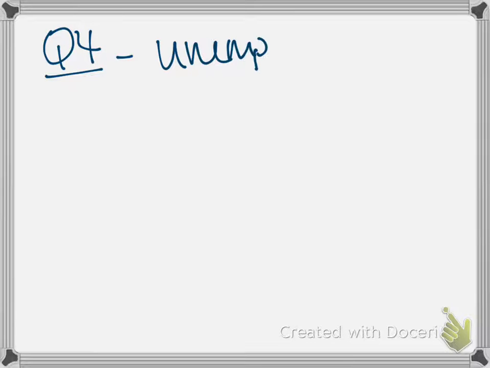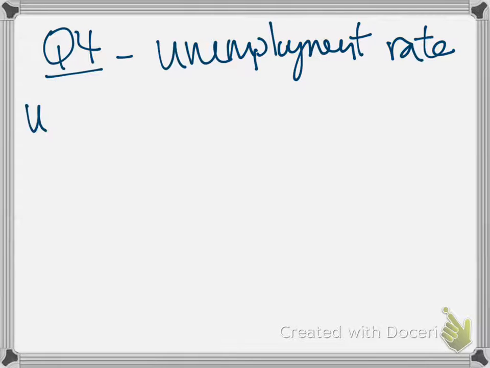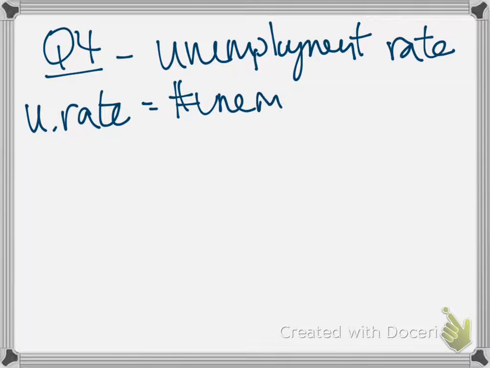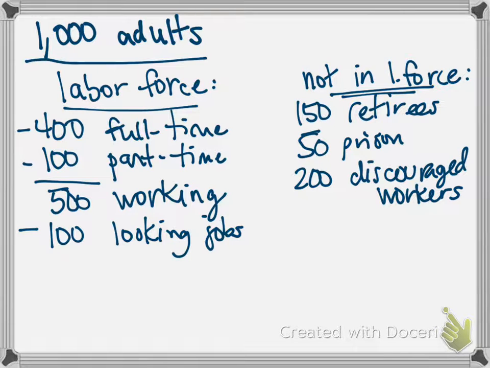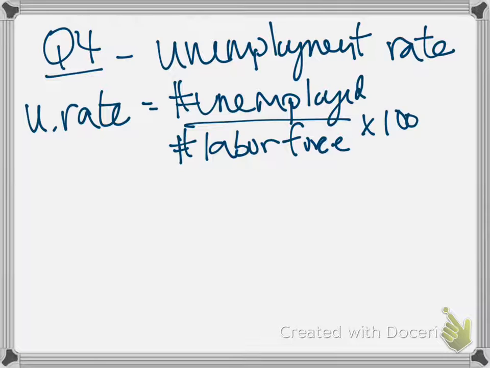Okay, so the first question, question 4, asked us to calculate the unemployment rate. I know it's been a while since we did this, but our formula for the unemployment rate is the number of unemployed divided by the total number in our labor force, and then multiplied times 100. So going back, who are the unemployed? Just this one group, the 100 that are looking for jobs. So let's plug those in.